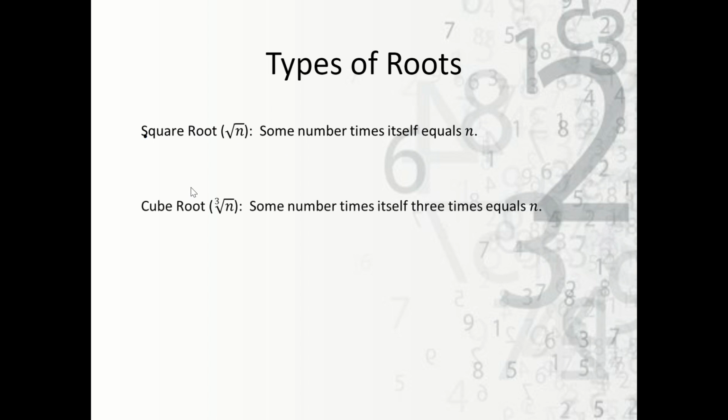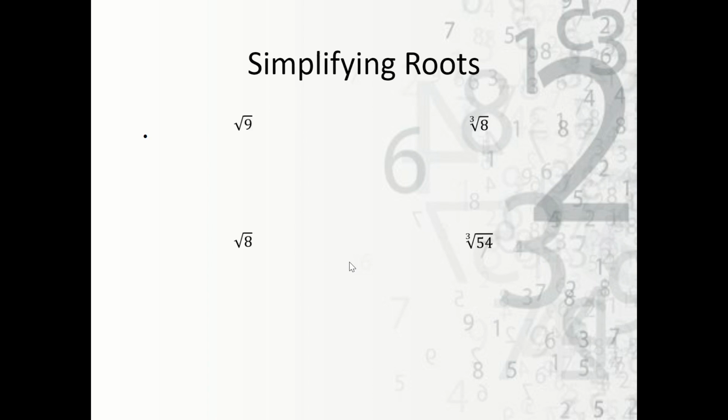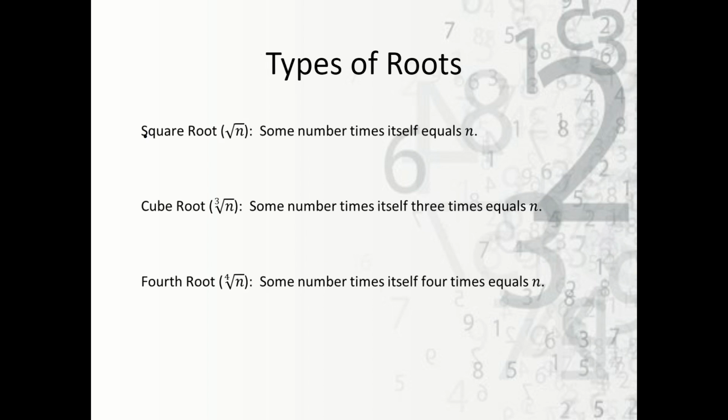Then there's the cube root, and it looks like this with the little 3 over the square root symbol. And this means we're taking a number and multiplying it by itself 3 times. Fourth root is 4 times, and we could keep this going. We could do the 5th root, 6th root, 8th root. As far as we want to go, we can continue this on.